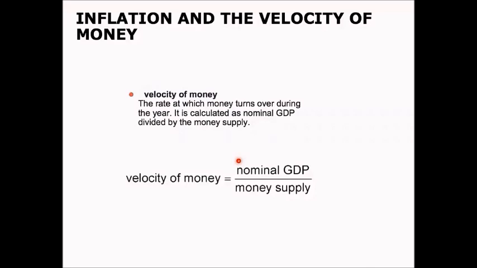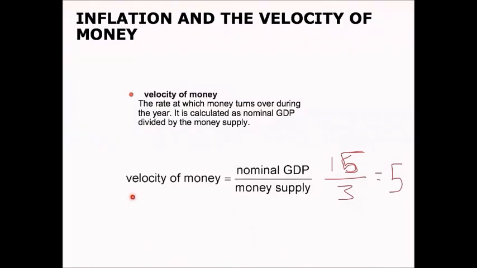And so we can calculate that by looking at nominal GDP, which is the total dollar value of transactions that take place in our economy, divided by the money supply. So if nominal GDP was $15 trillion and the money supply was $3 trillion, then the velocity of money would be equal to 5. On average, each dollar would turn over in the economy 5 times per year.